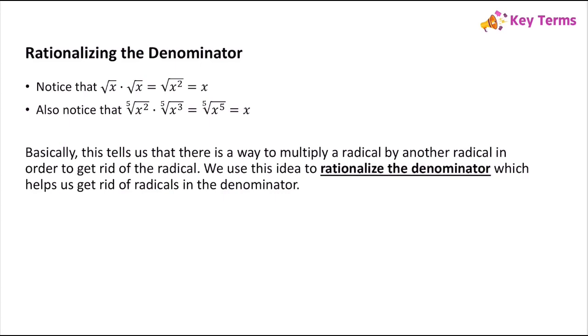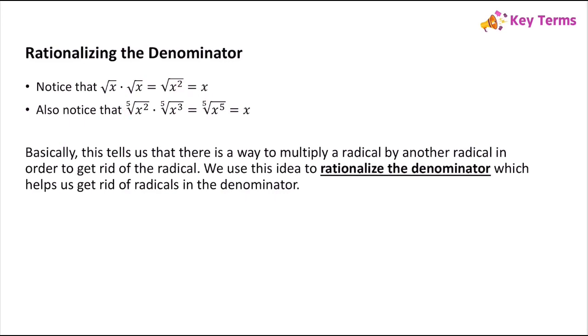So in order to rationalize the denominator, you need to realize that if we have the square root of x times the square root of x, remember the product property tells us that this is equal to the square root of the product of these two, so the square root of x squared. Well, if we take the square root of x squared, that's going to equal x.